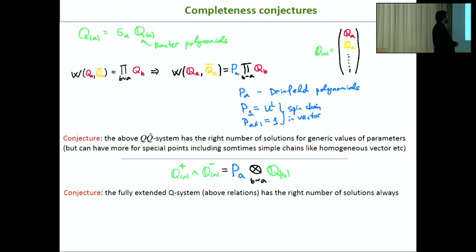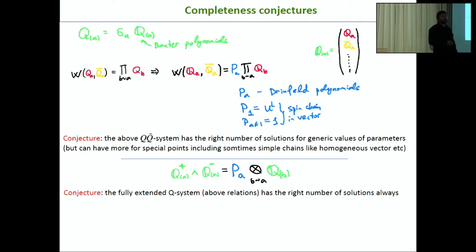So let's make just some interesting claims for mathematics. For the moment, it's proven only for a few cases. Otherwise, it will be conjectures. So the QQ bar system is written here. It's the original one. It's not all this green stuff which I generated. The original QQ bar system has the right number of solutions for generic values of parameters. And also the beta equations most likely have the right number of solutions for generic values of parameters.